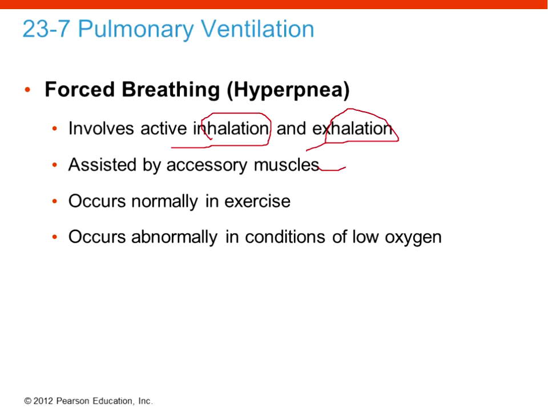Right? It needs muscles, and this occurs again during exercise. Whenever you exercise, you're doing forced breathing because your body has a high demand for oxygen. All those muscles that are working so hard, producing lots of ATP, they need lots of oxygen to continue to make ATP. So that increases your heart rate, increases your respiration, and you get more oxygen down to those muscles, right? So that's what happens during exercise, but it can also occur abnormally.